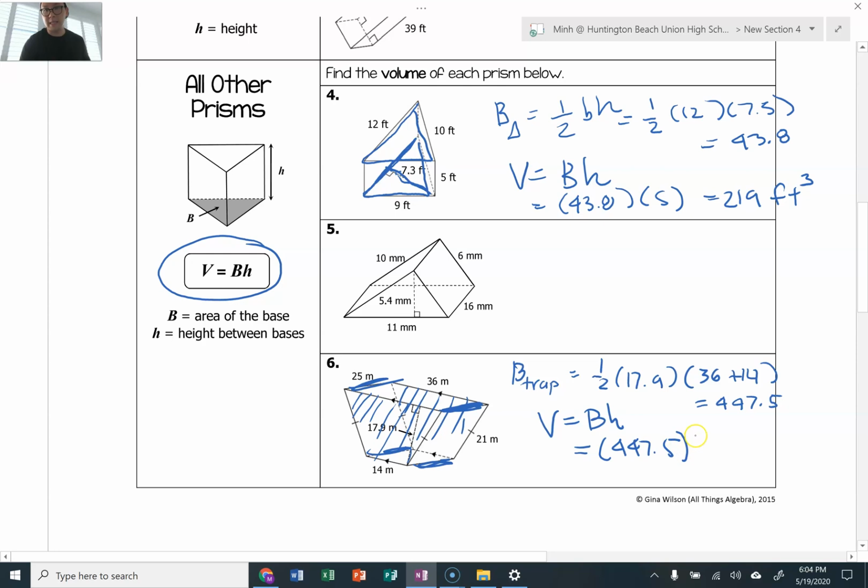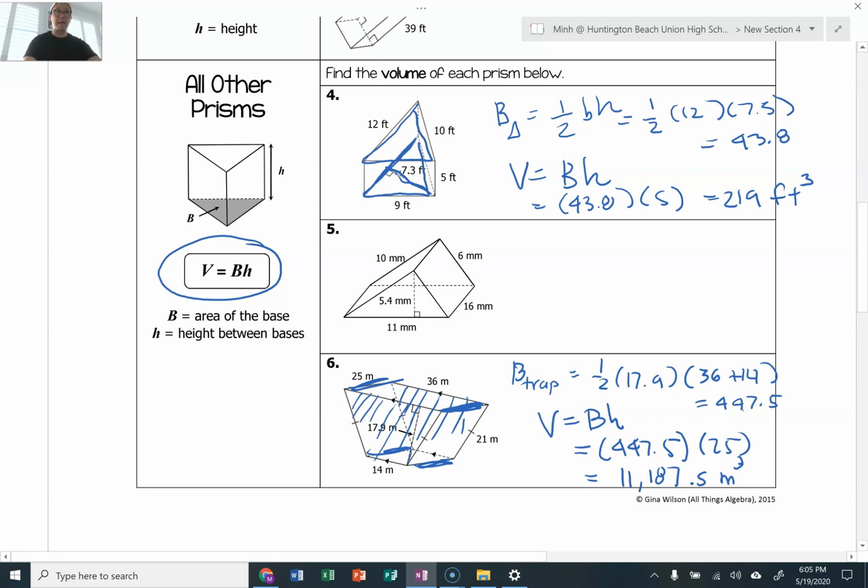447.5. And then the distance between the two bases of the three-dimensional figure, not the two-dimensional figure, the distance between the big bases is going to be 25. And then if you put that into your calculator, you get a big giant number, 11,187.5 cubic meters. Right? So a little bit tricky stuff.